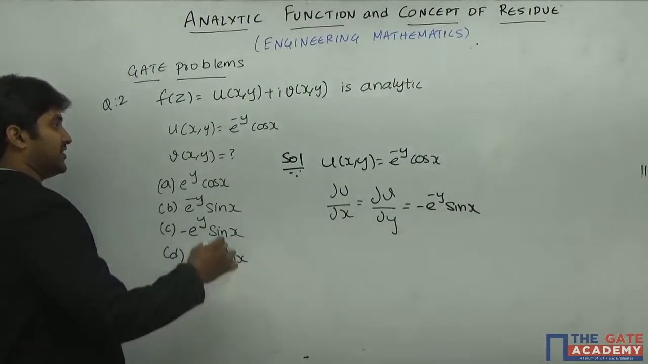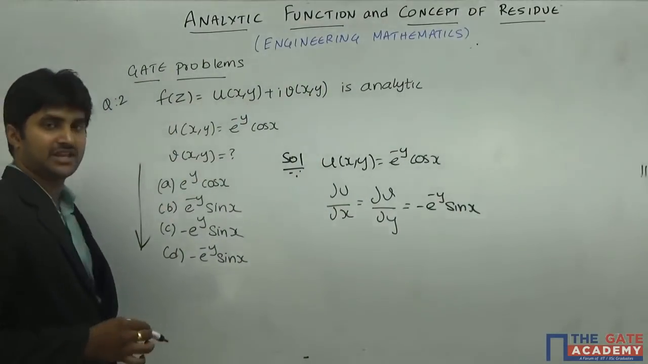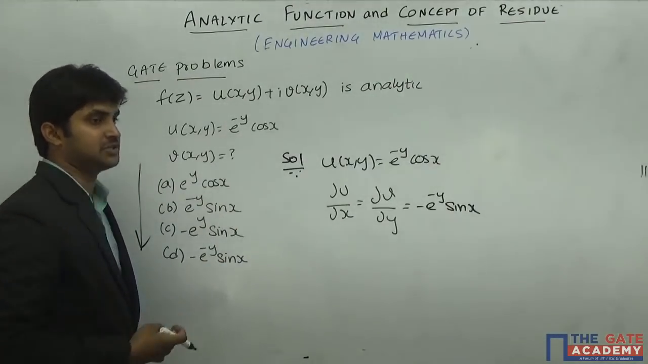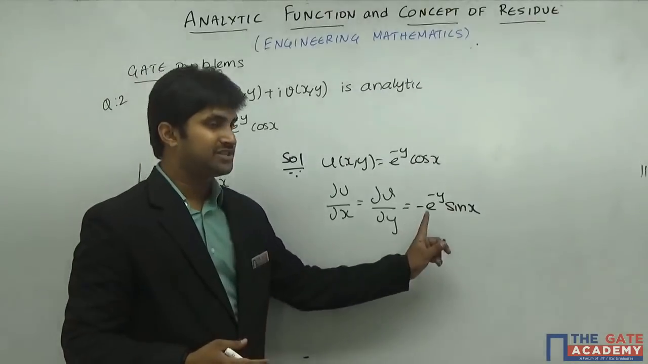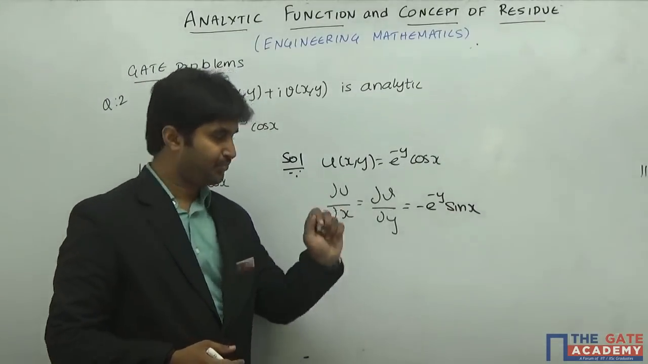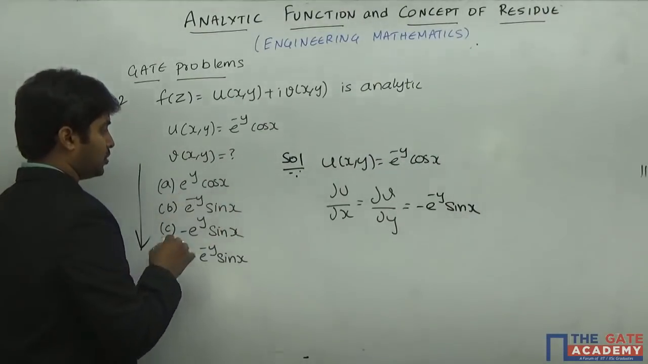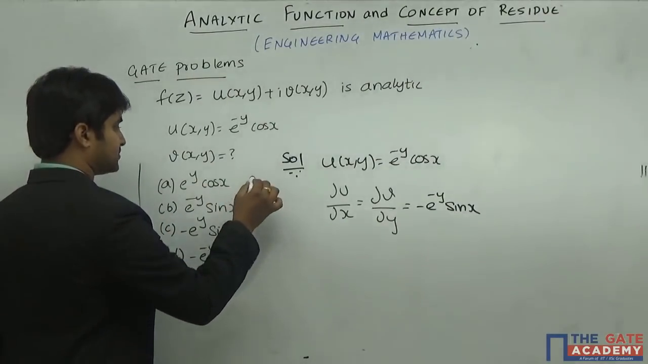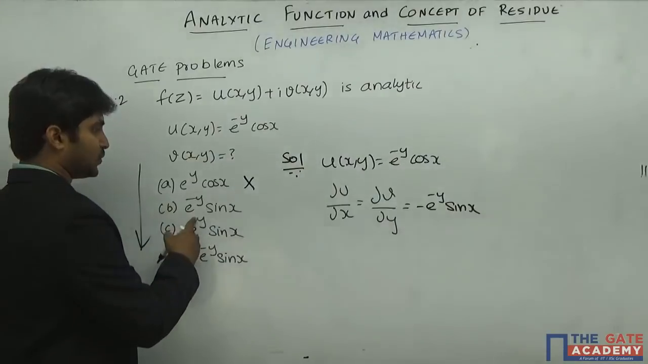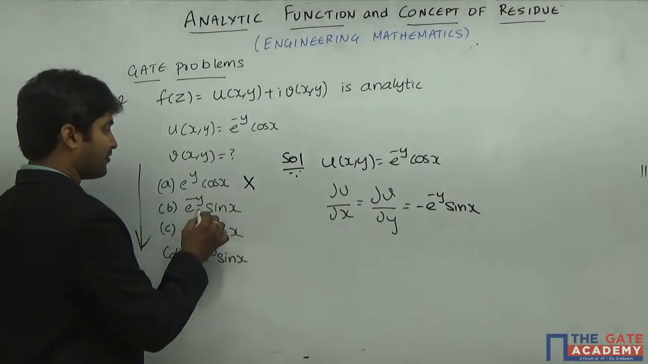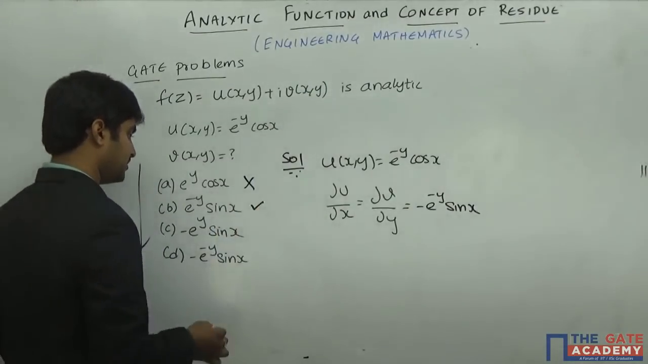Now what you have to do is that, given the options, the values of v are given, right? So here, you have to differentiate this one with respect to y, and you have to see whether it is equal to this one or not. The first one, if you differentiate with respect to y, you're going to get the same e power y cos x, which is wrong. This one, if you differentiate, you're going to get minus e power minus y sin x, which is correct.